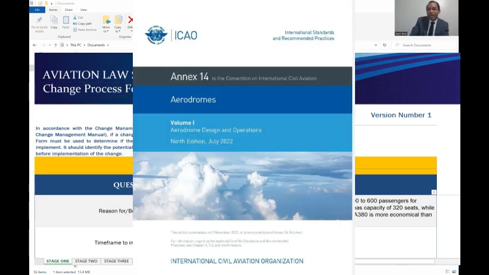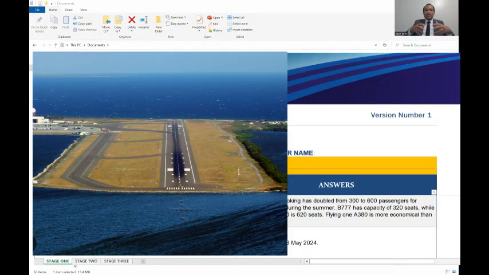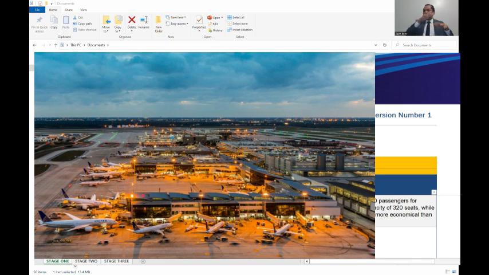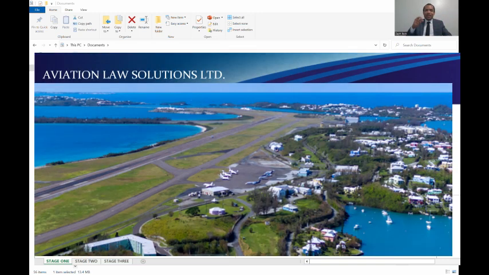Annex 14 talks about aerodromes. Aerodromes is pretty much an airport, and we have different types of aerodromes, big aerodromes, small aerodromes, and they talk about aerodrome design as to whether it's on a hill and how you put in the procedures and everything. I'm not going to get into the technical part of that. You can go and read Annex 14 for yourself.